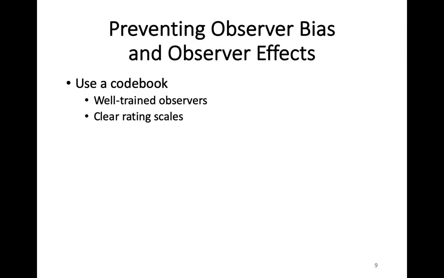So how to prevent both observer bias and observer effects? One way is to have very clear rating scales as well as code books. A code book is something that would be definitions of behaviors as well as examples. So it's a way for raters or judges to have a very clear and objective standard for indicating whether a behavior is present or not. So that would be one way, to use a code book.